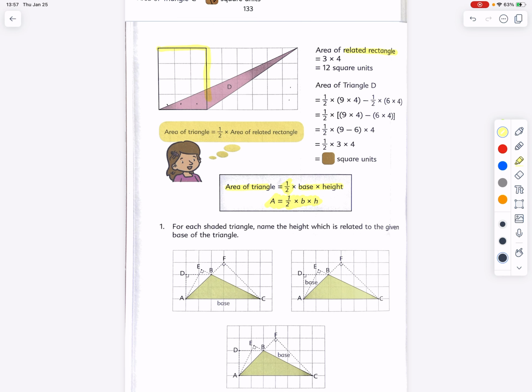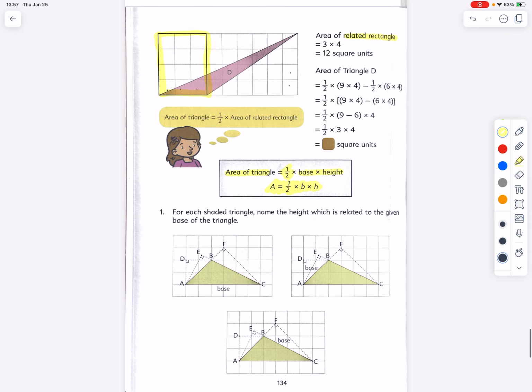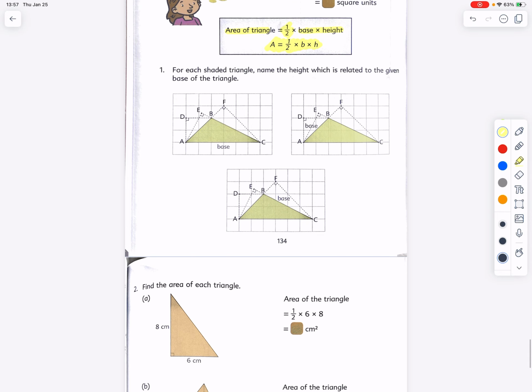As you can see, we have a related rectangle, and we can pack this pink triangle into it. So here is your base times height, but because a triangle is half a rectangle, we would divide it by 2. One of the very important skills we need to know is how to correctly identify base and height. And hence the exercise number 1 on page 134. So how would we do this?